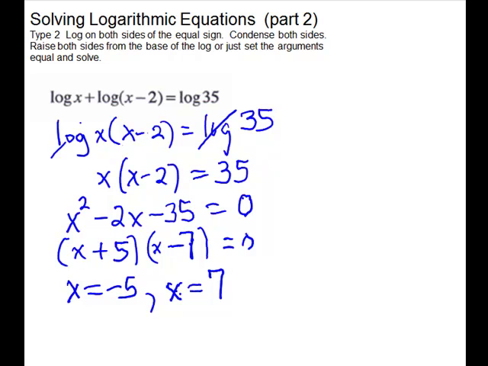We have to check these in the original, and the negative 5 is going to get thrown out. You cannot take the log of a negative number. So try the 7, log of 7, that's okay. 7 minus 2 is 5, log of 5 is okay. So 7 is going to be our solution.